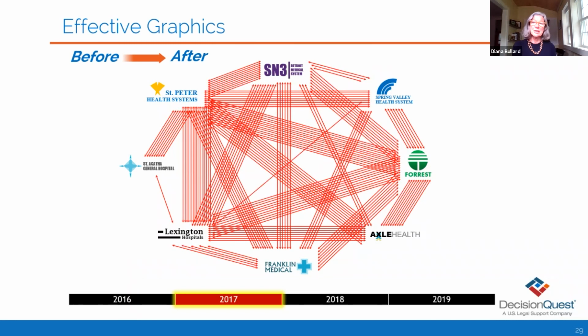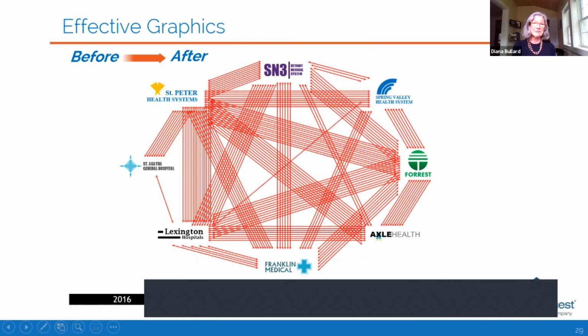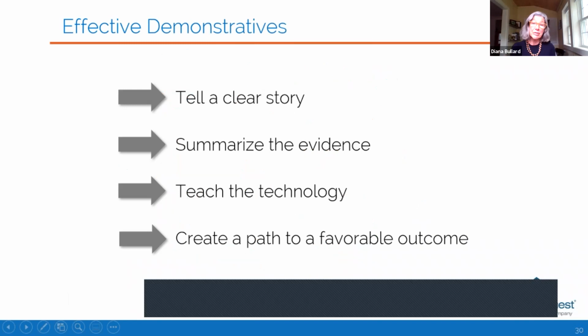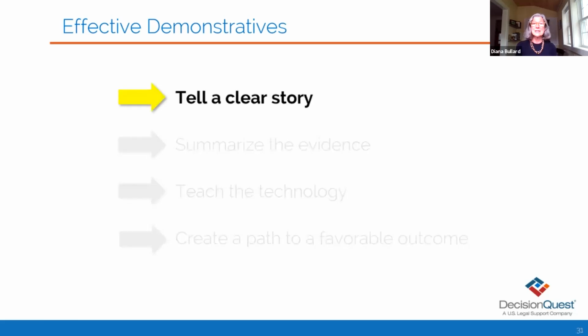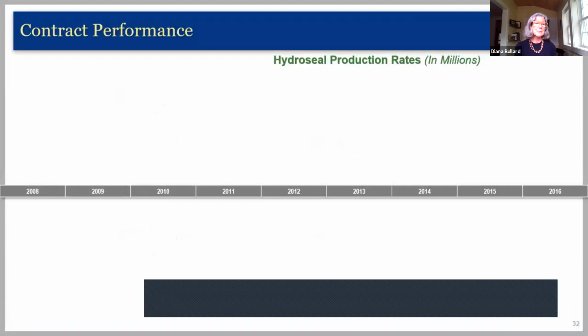So how can you make your demonstratives more effective? We think there are four things to focus on as you're developing your demonstratives. First, tell a clear story, summarize the evidence, teach the technology, and create a path to a favorable outcome. So help persuade. Let's look at story first.